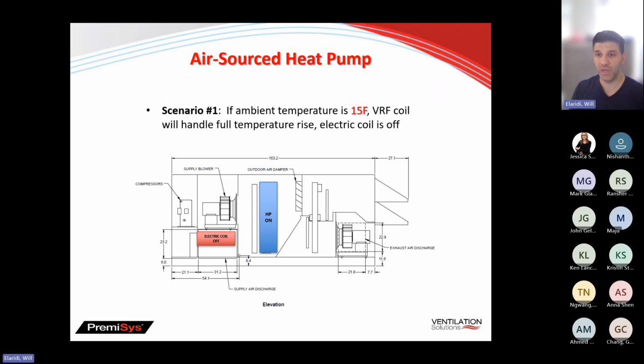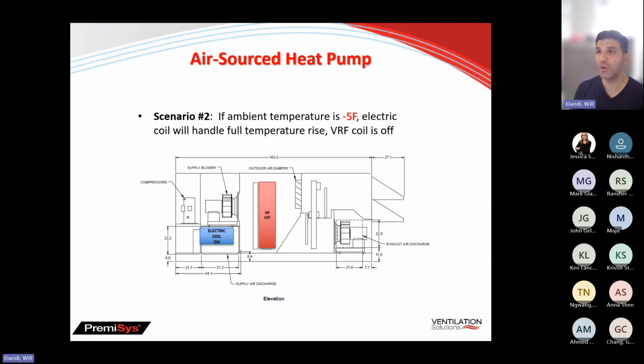Now, looking at an example of different scenarios of how the air source heat pump works. If the ambient temperature is at 50 degrees Fahrenheit, the VRF coil will handle the full temperature rise, and the electric coil, which is located right over here, is completely off. Even at cold temperatures of 15 degrees Fahrenheit, your electric coil is still off, and the heat pump is able to handle the full temperature rise in order to meet that 70-degree leaving air temperature.